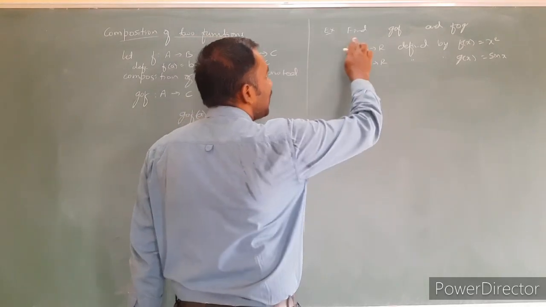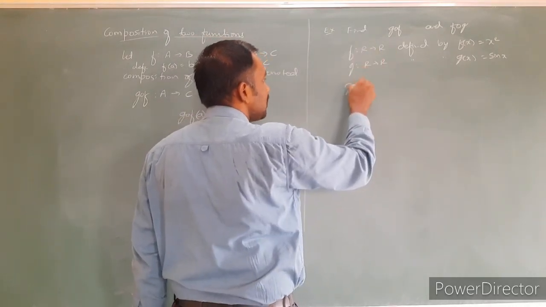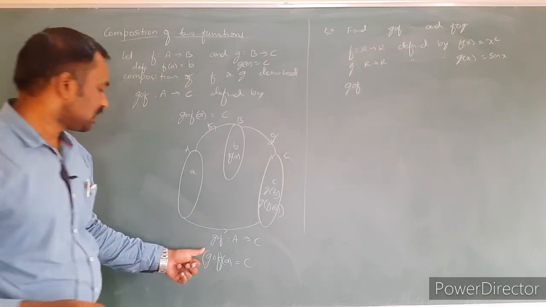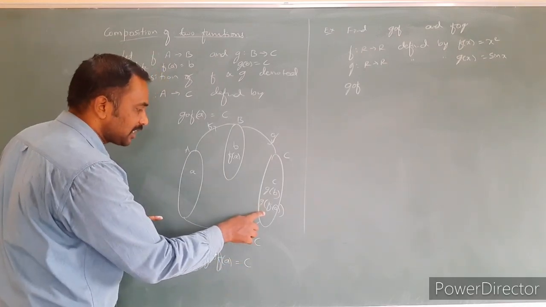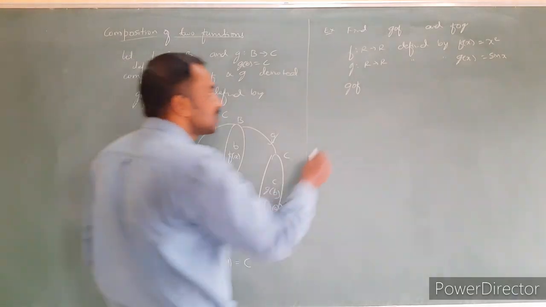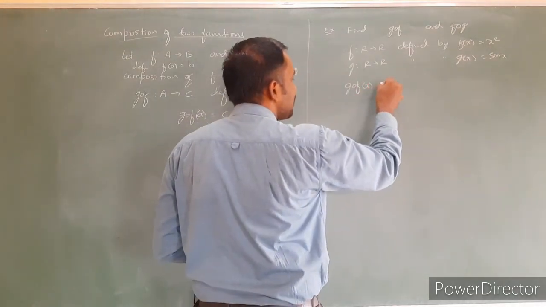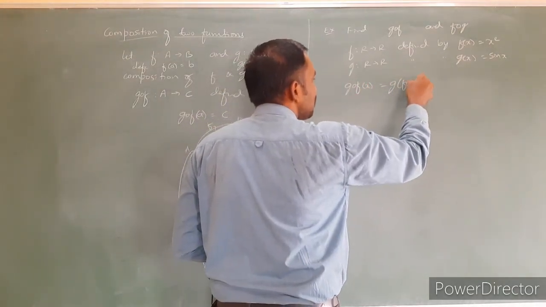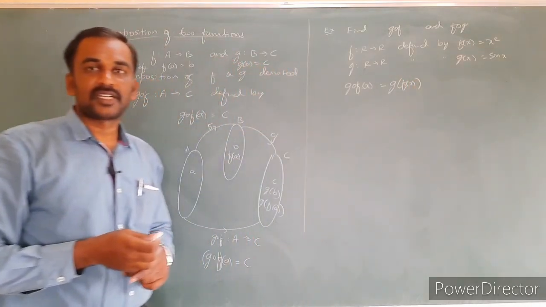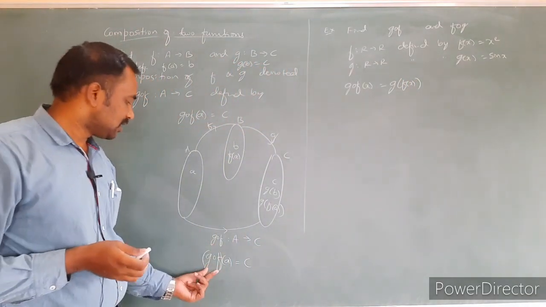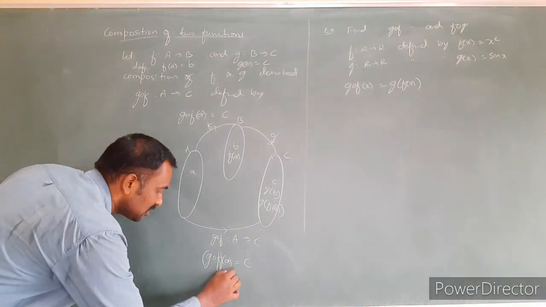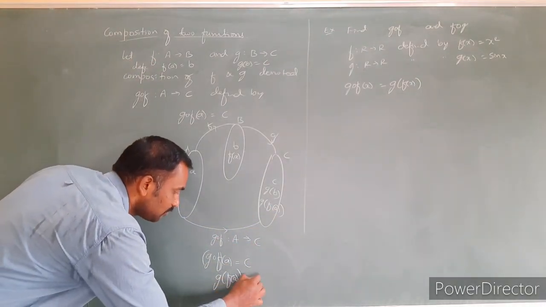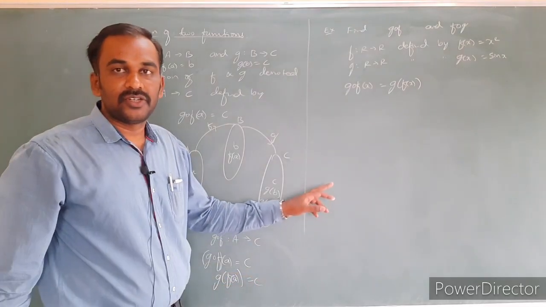Here, G circle F is nothing but, can I write it in this way, G of F of A. So for any element X, G circle F of X can be written as G of F of X. From the definition, G of F of A is equal to C. Are you sure about this one?